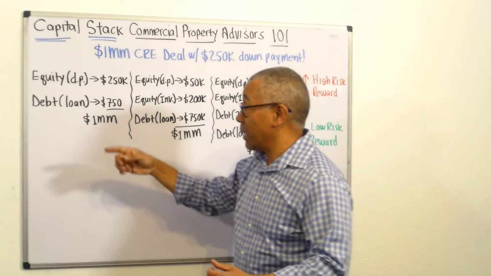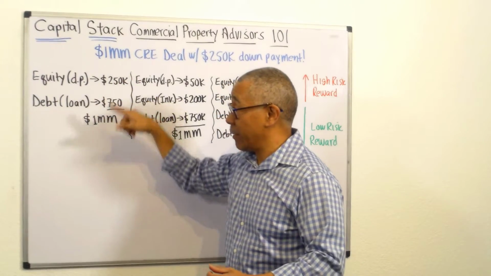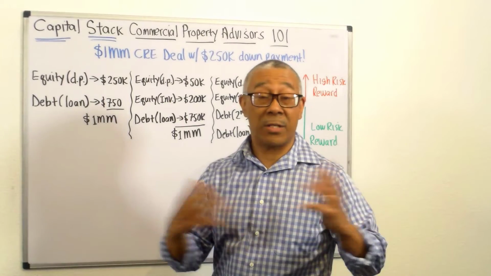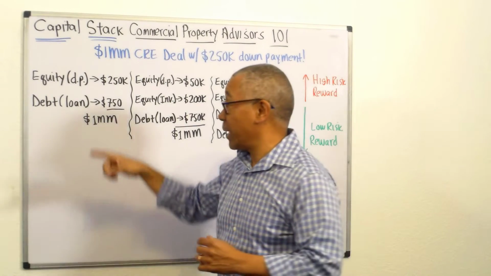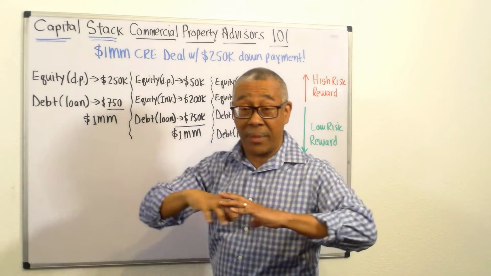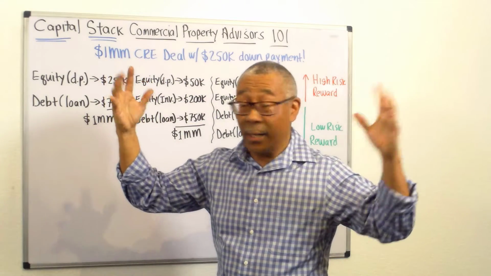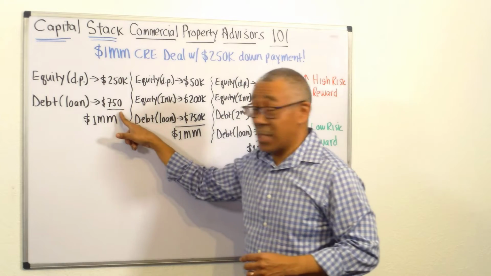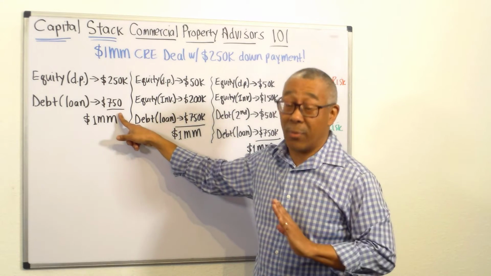Here's an example. Let's say that this is your deal, and you make a whole bunch of money. It's very successful. So you put in $250,000, you sell the property, you make a bunch of money, right? This lender in the debt portion gets their $750,000 only. They don't get any other profits.